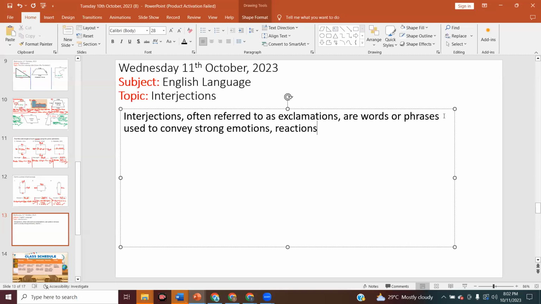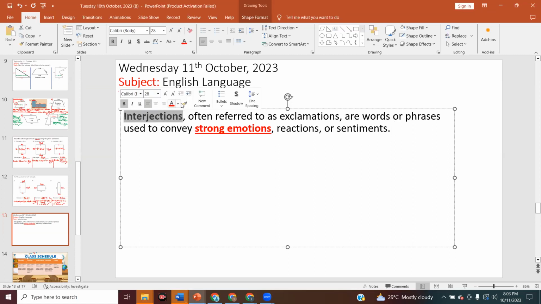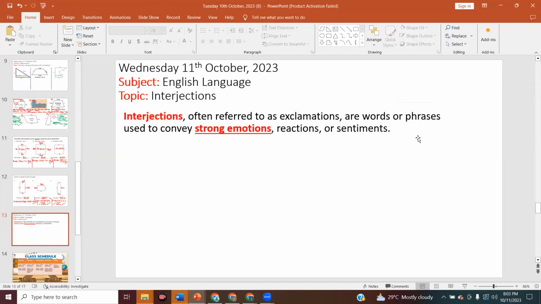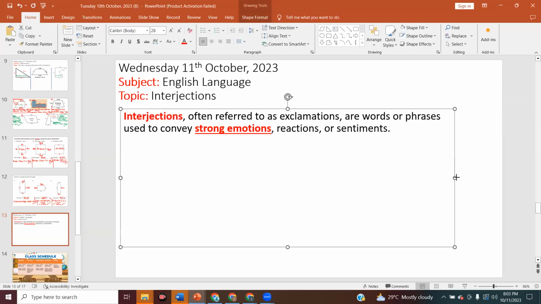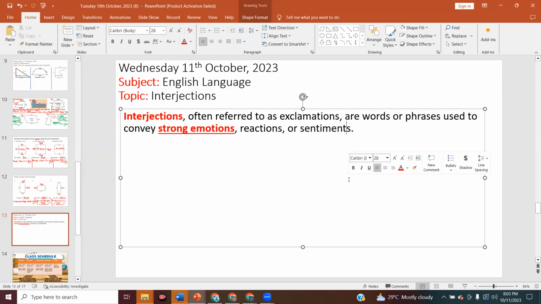So these are reactions or sentiments. We use them to convey strong emotions. Before I give you an example, let's say someone surprised you, right? If you see something surprising, what word might you use? Wow. Amazing. Wonderful. Those are what we call interjections.